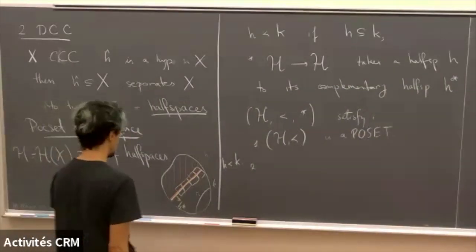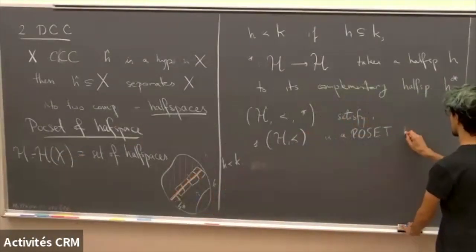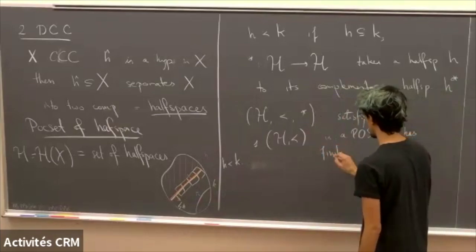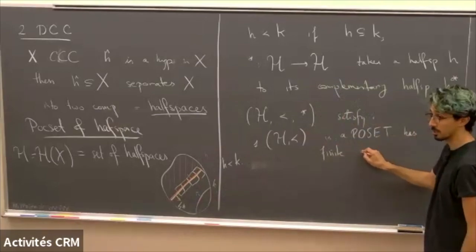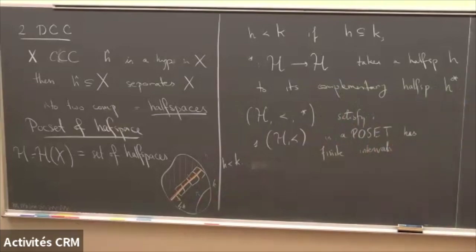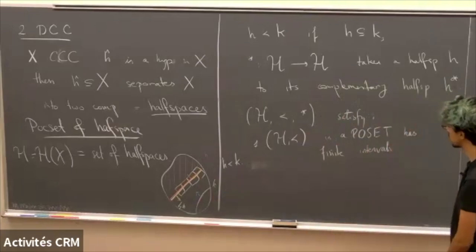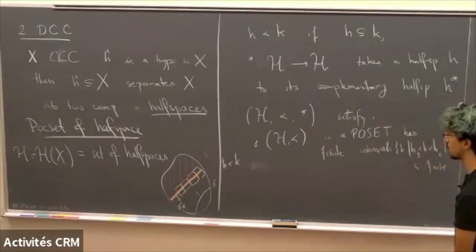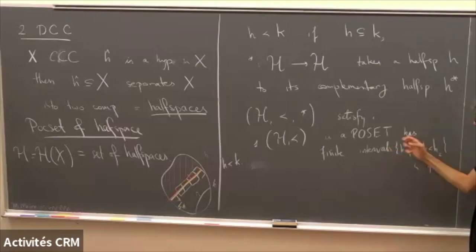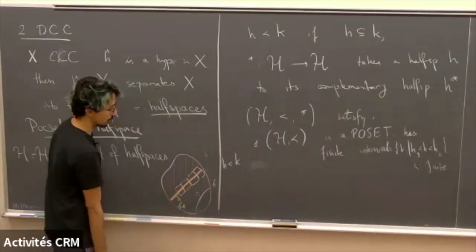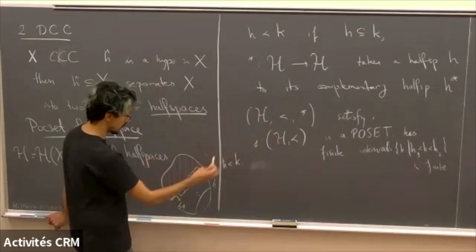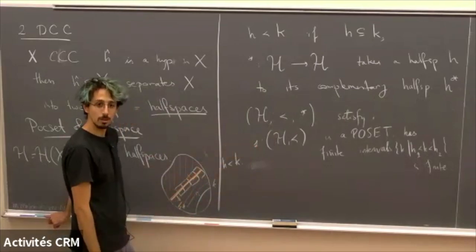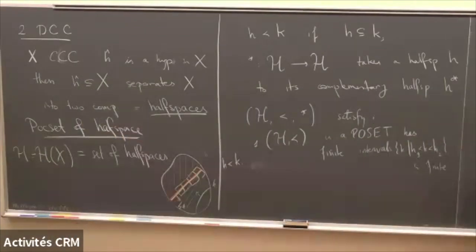Maybe I want to say a bit more about this poset. This poset has finite intervals. I'll use the word intervals, but this should not be thought of as the same intervals as Elia talked about. Here I just mean that between any two, H1 and H2, the set of all Ks in between them is finite. One can think of this set as exactly the half spaces that separate those two half spaces. And there are finitely many of those. Okay, so this is one property.